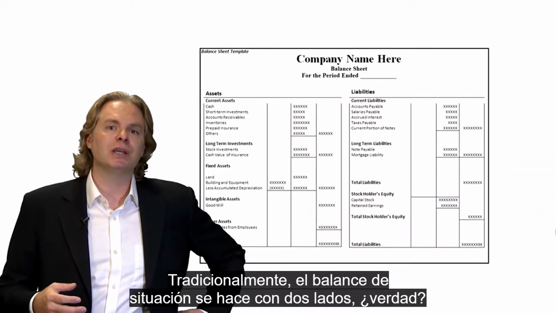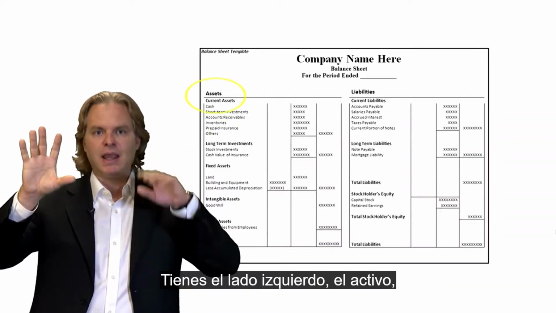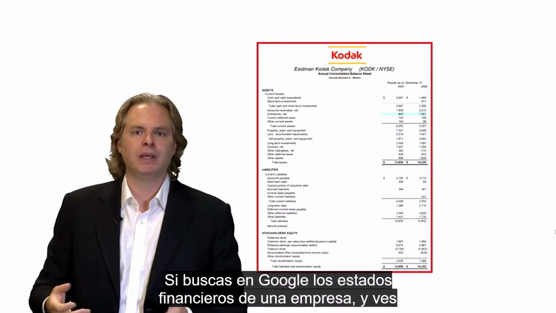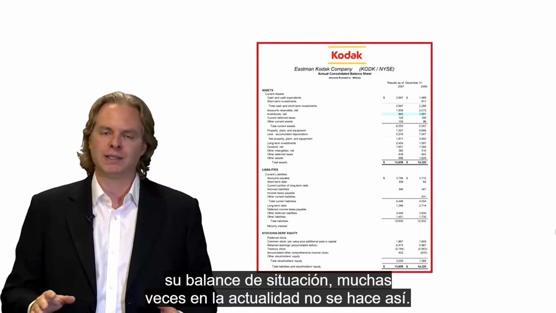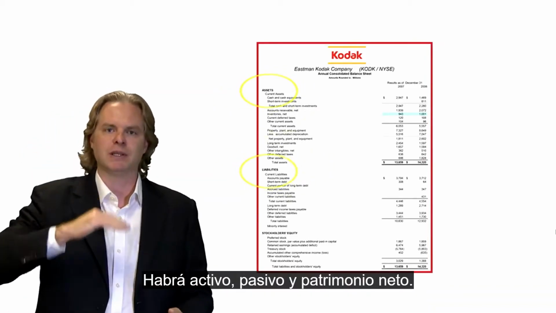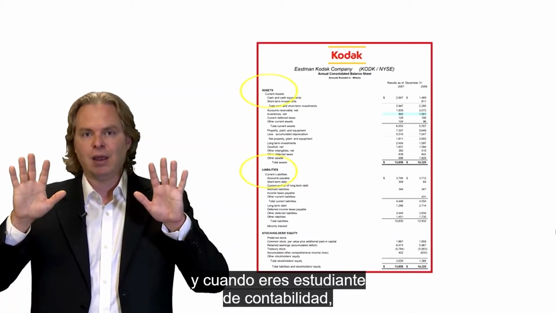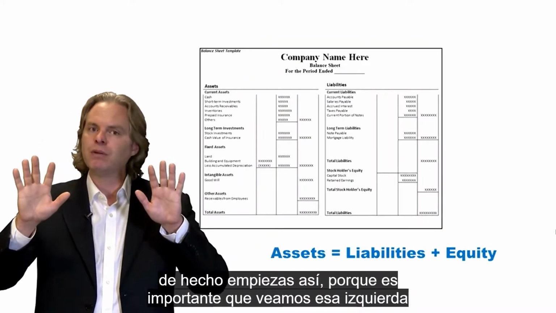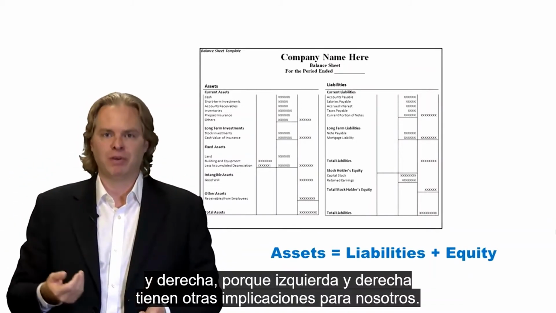Traditionally, the balance sheet was done with 2 sides, right? You had the left-hand side, assets, and on the right-hand side, you'd have liabilities and equity. Now, if you Google a company and look at their financial statements and their balance sheet, a lot of times today, that's not the way it's done. They're going to do the straight line format, or what's called the common format. They're going to have assets, liabilities, equity. But traditionally, this was left and right. And when you're an accounting student, you actually start that way, because it's important for us to see that left and right, because that left and right has other implications for us.